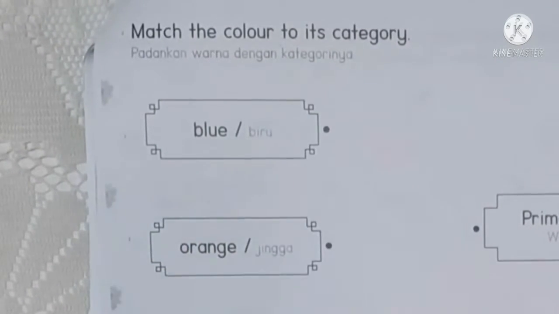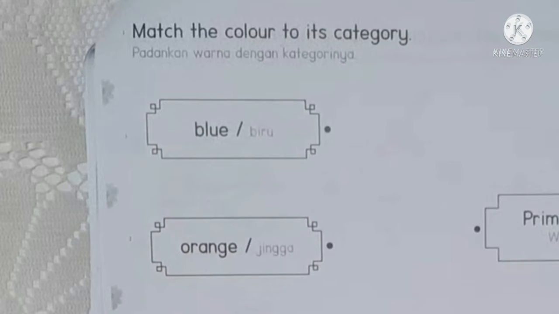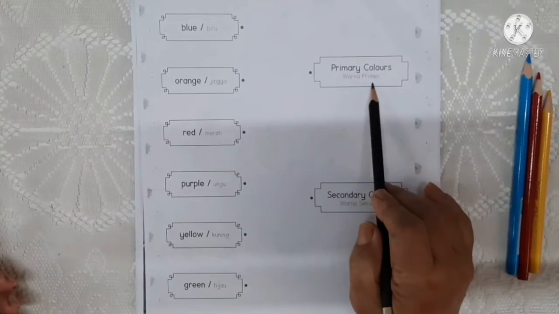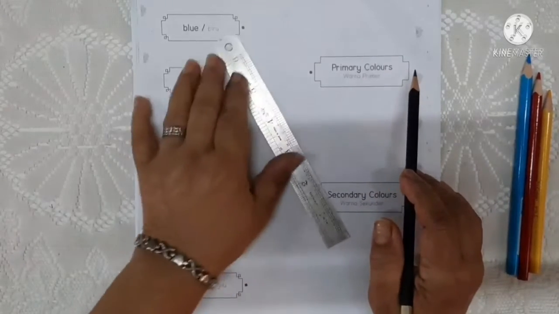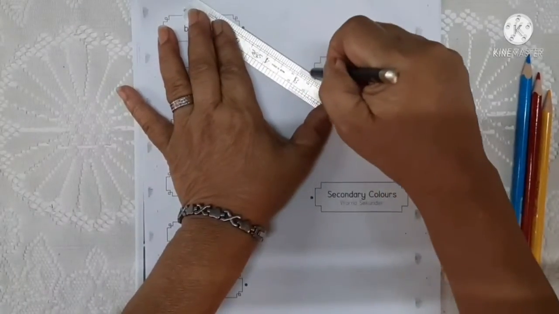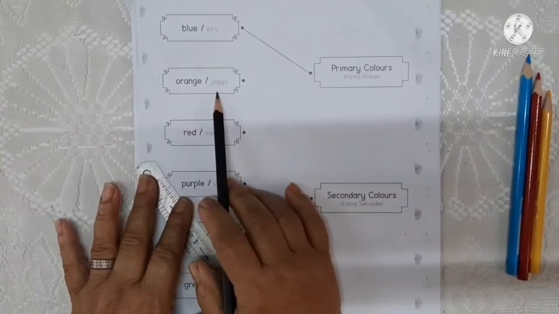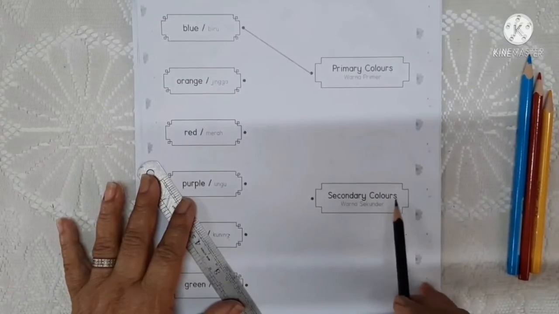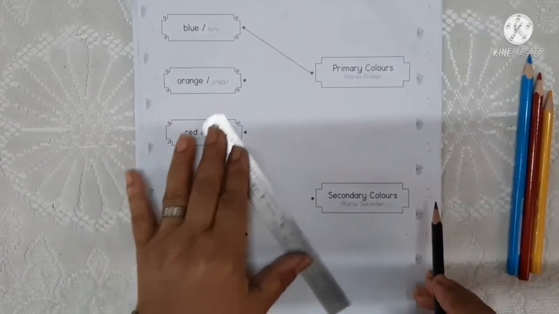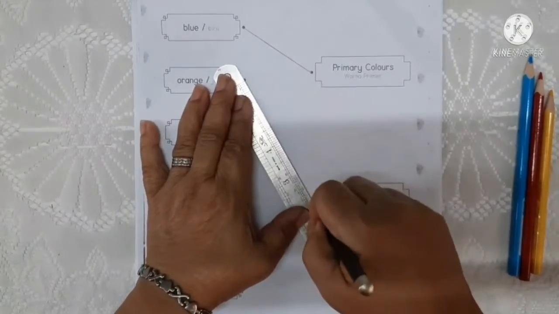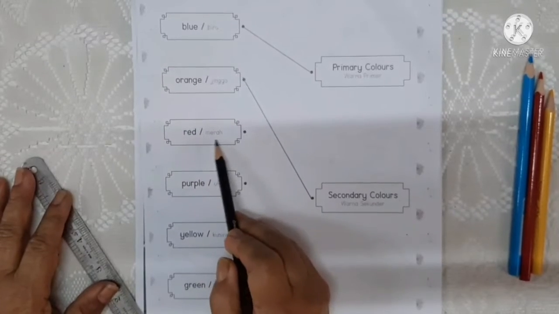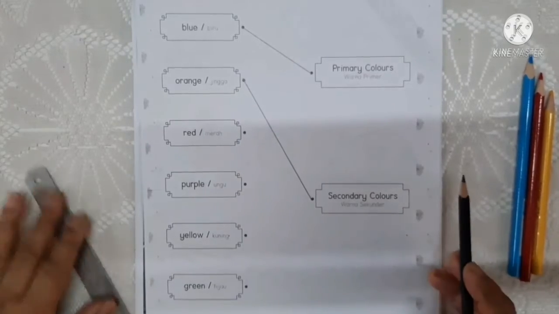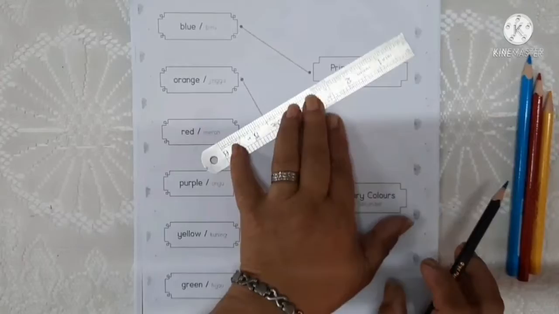Match the color to its category. Padankan warna dengan kategorinya. Now, blue, biru, is it primary colors, warna prima? Yes, so let's match. What about orange, jingga? Is it primary colors or secondary colors, warna sekunder? Secondary colors. What about red, merah? Primary colors or secondary colors? Primary colors. So let's match.